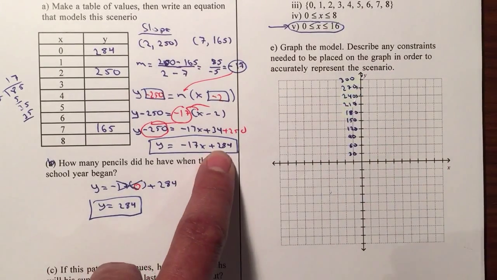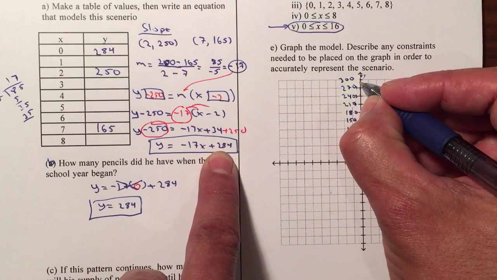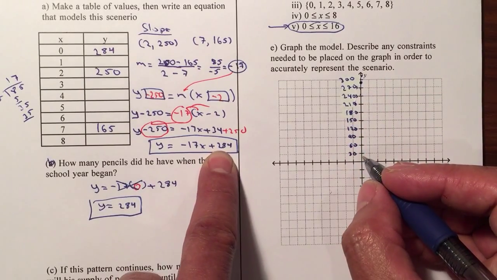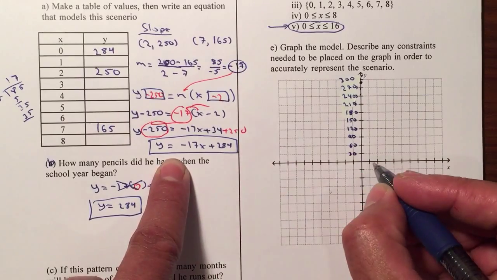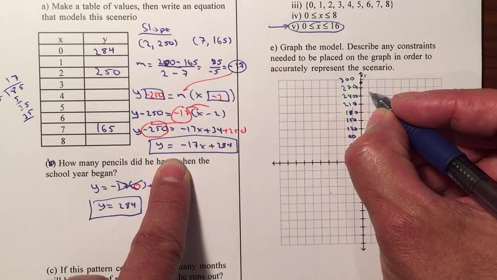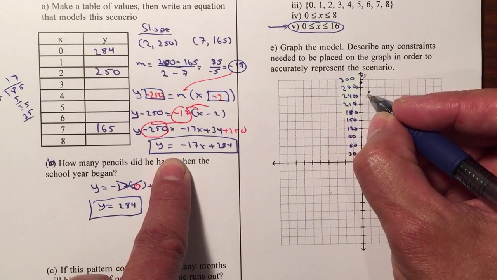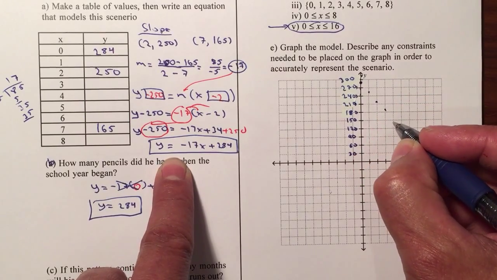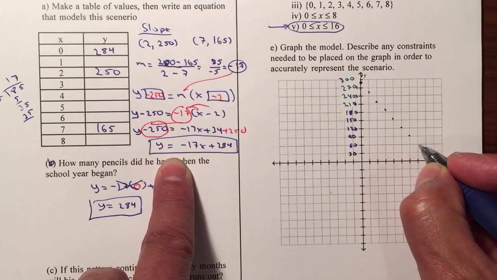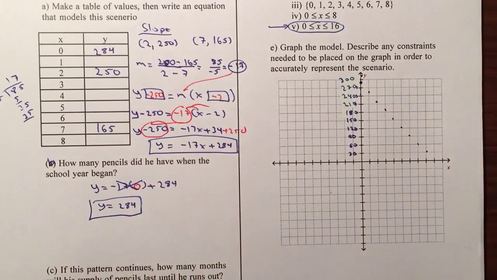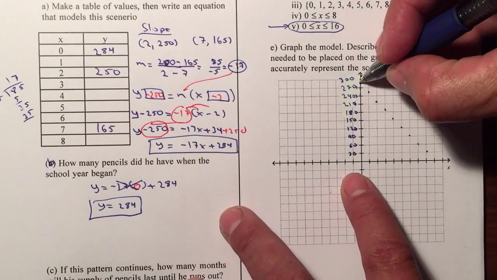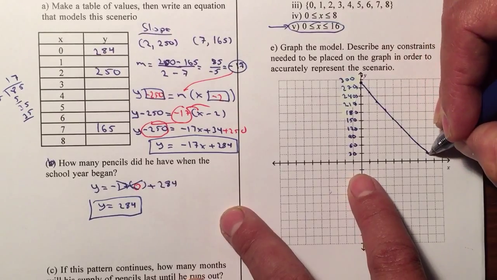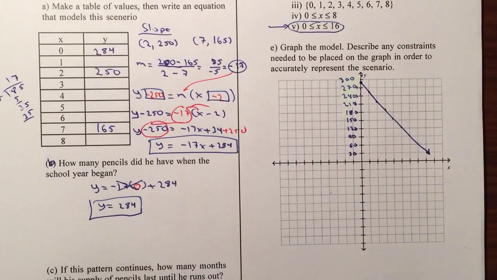So my y-intercept will be 284, somewhere around here. And it's going to go down 17 and over 1. So 284, and you can just estimate it at this point. On the test, I'll be sure to give you guys a better graph or easier numbers to work with. But for right now, on this practice test, you can just give me an estimation. It's going down. And that'll be your solution.